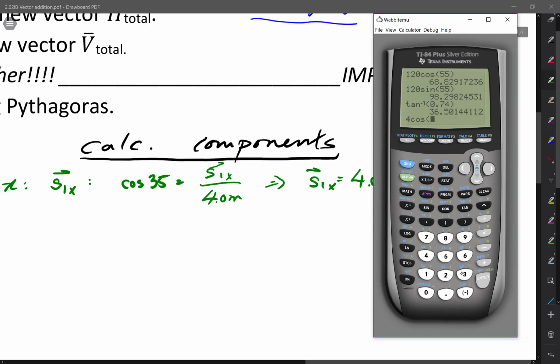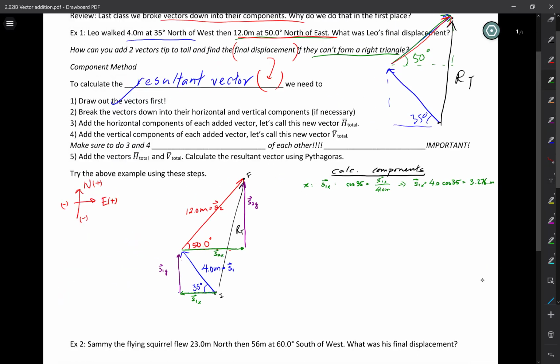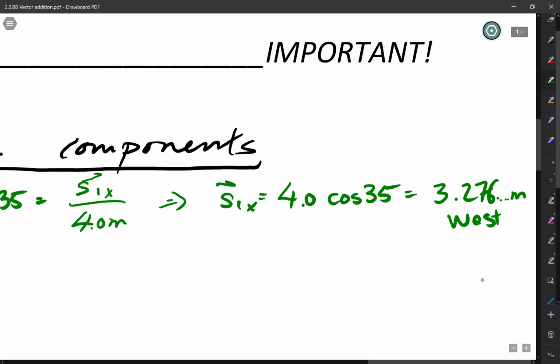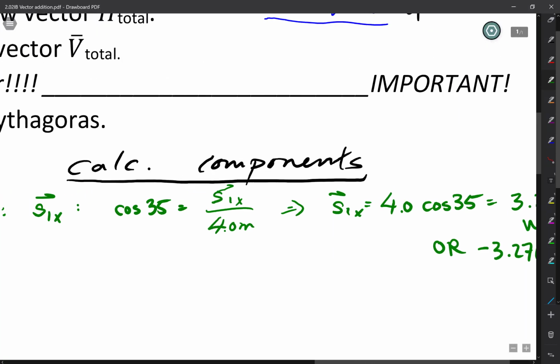And solving it gives me 3.276 meters. In this case, S1 is going towards the west. So I'm going to write the direction, but I also could use the negative and positive signs to indicate direction. So this can be 3.276 west, or it can be negative 3.276 meters. I'm going to save this on my graphing calculator as the letter A, so I can recall it later. That's my S1X.